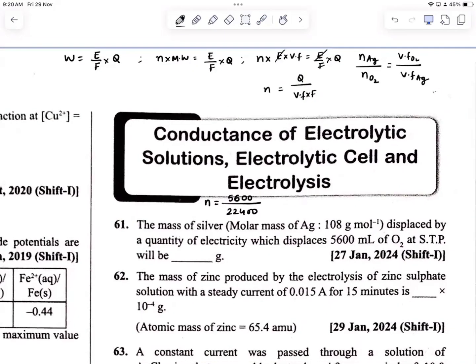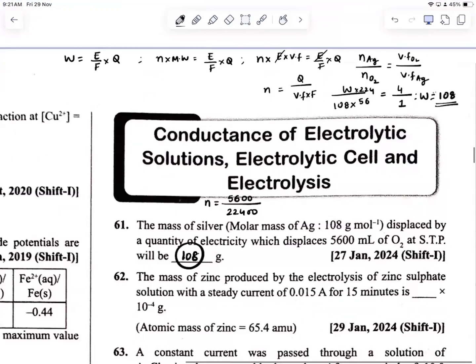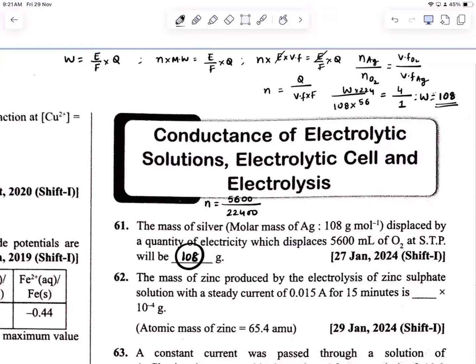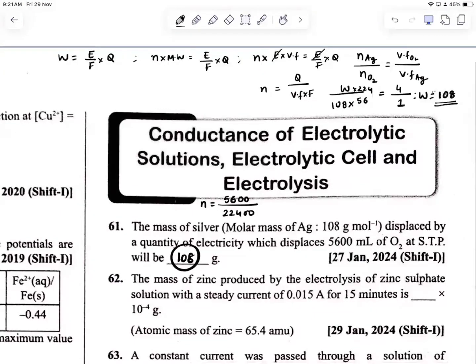So number of moles can also be written in terms of mass. So weight by molar mass, which is 108, into weight, into number of moles of O2 we already calculated. That is 56 by 224. That is equal to valency factor of O2 is 4. Silver is 1. So calculate W. Understood now? That's how you calculate the W part. That is coming approximately 108. Okay. So it is for 1 mole. Good question. Very simple way of asking. But I'm sure you should be able to relate it, making it easy.